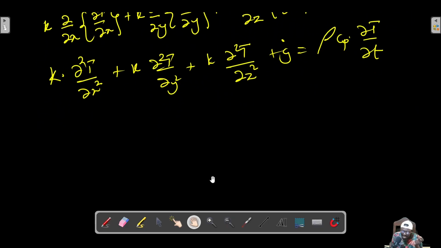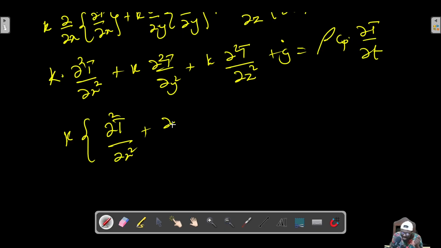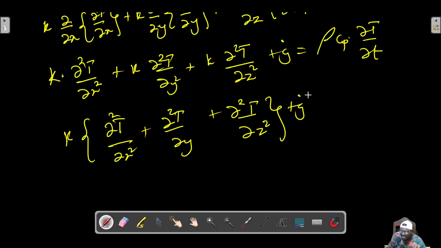As simple as that. So you can see that clearly my K is constant. Then I can factorize that out. Then what do I end up with? ∂²T/∂x² plus ∂²T/∂y² plus ∂²T/∂z², plus g dot is equal to ρ Cp ∂T/∂t.